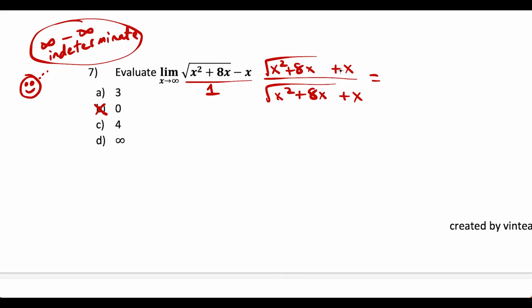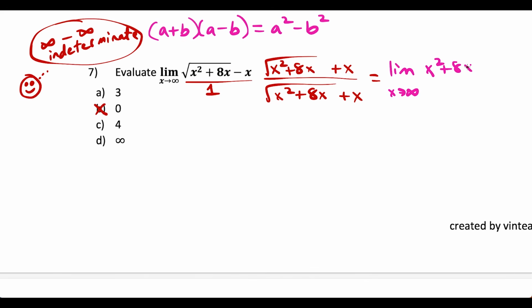Now on top, we could use the distributive property twice, or anytime you multiply something like a plus b times its conjugate a minus b, it's just the first term squared minus the second term squared. This is recognizable as a difference of 2 squares, but that's basically what we're applying here. So we have the limit as x approaches infinity, and if you do radical x squared plus 8x times itself, you're just going to get x squared plus 8x minus, if you do x times x, you're going to get x squared. And now on bottom, we just have the conjugate expression here. We have square root of x squared plus 8x, and then we just tack on our plus x.